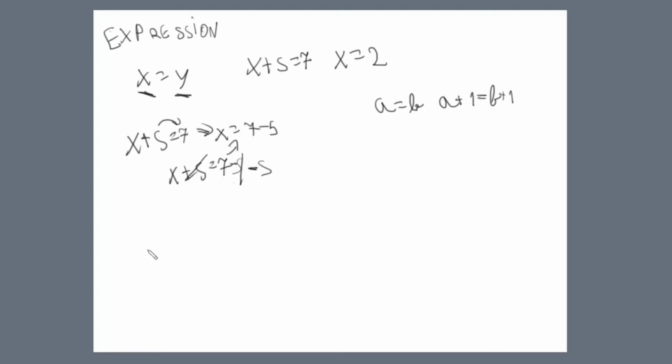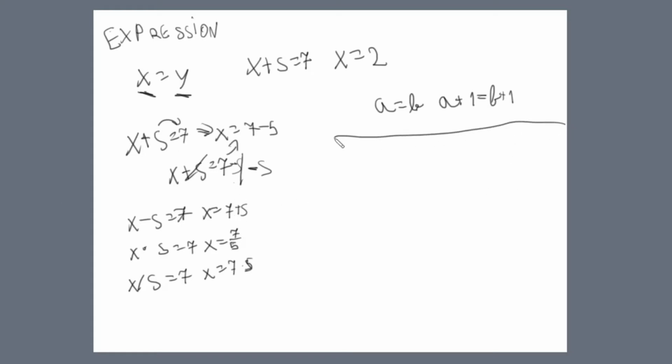Good. So you can apply this to every single operation. If x minus 5 is equal to 7, then x is equal to 7 plus 5. If x multiplied by 5 is equal to 7, then x is equal to 7 divided by 5, and if x divided by 5 is equal to 7, then x is equal to 7 times 5.